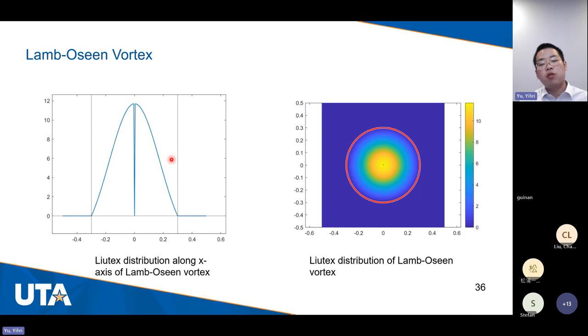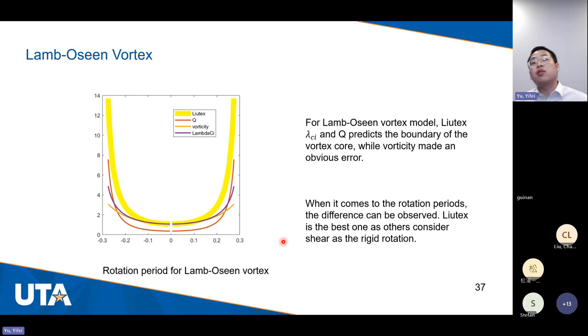For detecting the boundary, you may consider Q and lambda CI are similar to Liutex, but we can also compare their rotation period. It is evaluated by 2 pi over r over 2. So each method I consider they are the twice angular speed. So I use 2 pi over the value of each method over 2, and I get this figure. Liutex is on the top. On the top means the angular speed is the smallest.